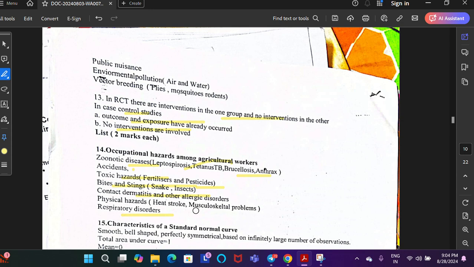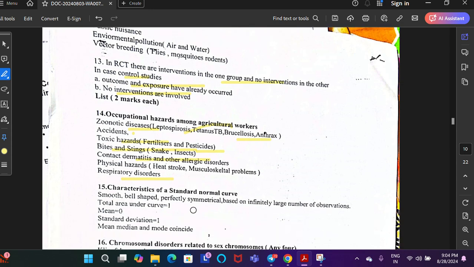What are the characteristics of a standard normal curve? It is smooth, bell-shaped, perfectly symmetrical, based on an infinitely large number of observations. Total area under the curve is equal to 1, mean is equal to 0, standard deviation is equal to 1. Mean, median and mode coincide.